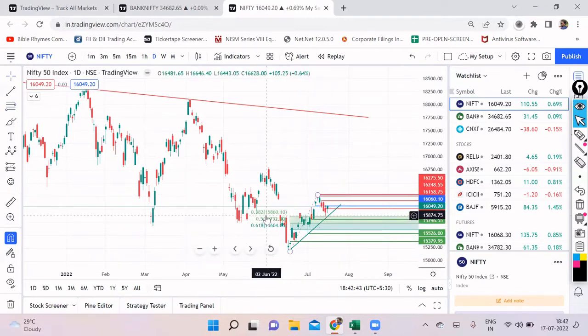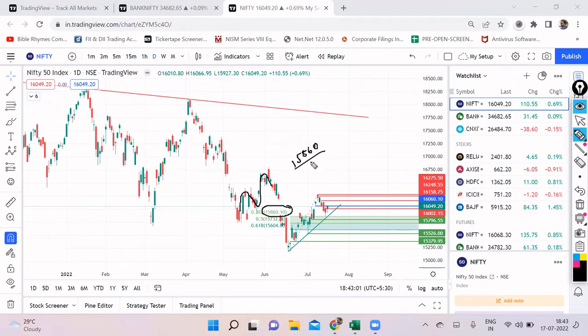So this is again a strong uptrend. This is not like an uptrend like this. So here you see a lot of confusion, but this is a strong uptrend. So I've just marked the low and the high. So the 0.382 level happens to be 15,860. Keep this in mind.